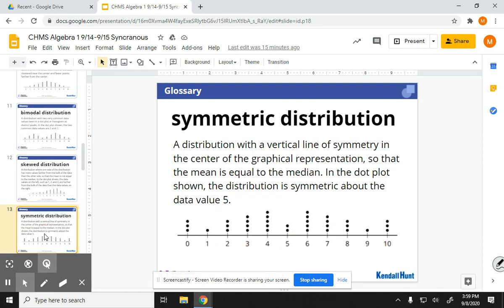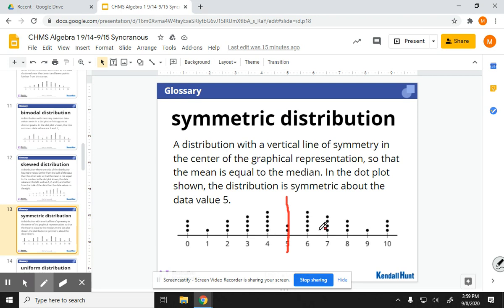Our next type of data is symmetric distribution. Sorry, say that five times fast. All right, so if we look here and we look for our median, our middle number, which is about right here, if we drew a line at the median, both sides of this data would have the exact same number of dots in a dot plot.